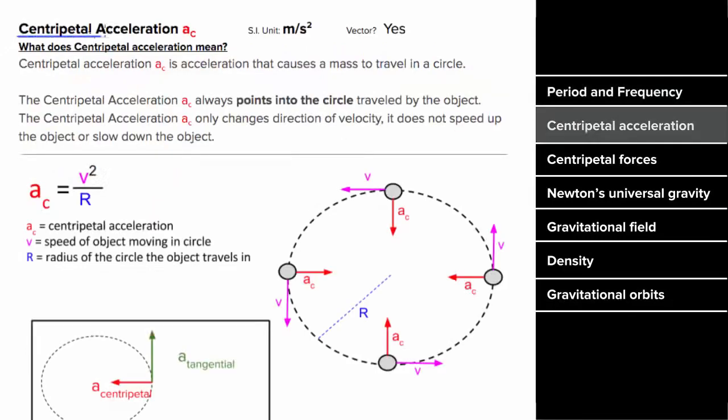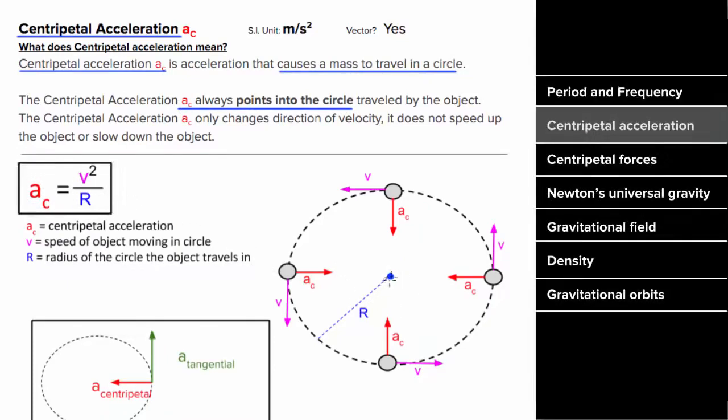What is centripetal acceleration? The centripetal acceleration of an object is the acceleration that's causing that object to go in a circle. And it's important to note that this centripetal acceleration always points toward the center of the circle. The formula to find the centripetal acceleration is speed squared divided by the radius of the circle the object is traveling in. Even though this has a bit of an exotic formula for the acceleration, it's still an acceleration, so it still has units of meters per second squared, and it is a vector, which means it does have a direction, i.e. toward the center of the circle.